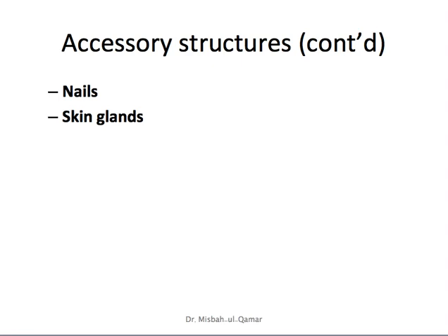Now, what are these skin glands? Basically, these are special enfoldings of the epidermis into the underlying dermis, and this is how the skin glands are formed. And there are two types of exocrine glands of the skin, the sebaceous glands and the sweat glands. And now I will tell you about these two types one by one.